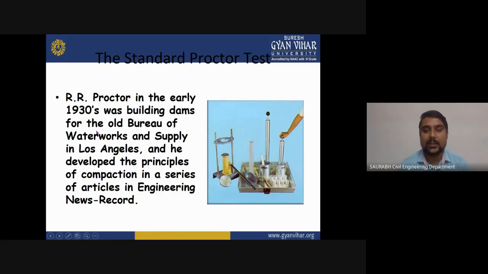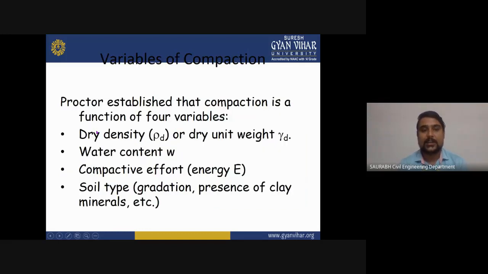First we will see how we conduct the standard Proctor test. As you can see, R.R. Proctor in the early 1930s was building a dam for the old Bureau of Water Works and Supply in Los Angeles, and he developed the principle of compaction in a series of articles in Engineering News-Record. The variables of compaction are also here.